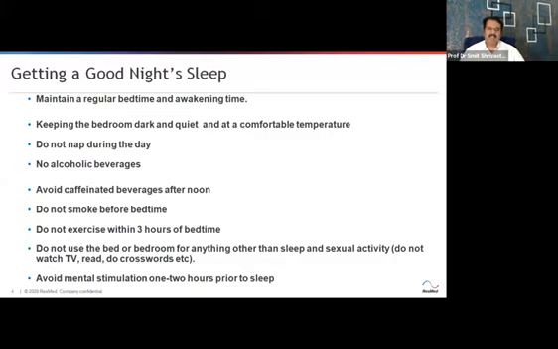And second is that we have to mimic sunset by keeping our bedroom dark and quiet and at a comfortable temperature, so that the body understands that it is now night time. And this is very important with the white screen or the white light that comes from mobile phones, laptop screens or TV screens, that makes our brain think that it is still daytime and it does not allow us to have sleep.